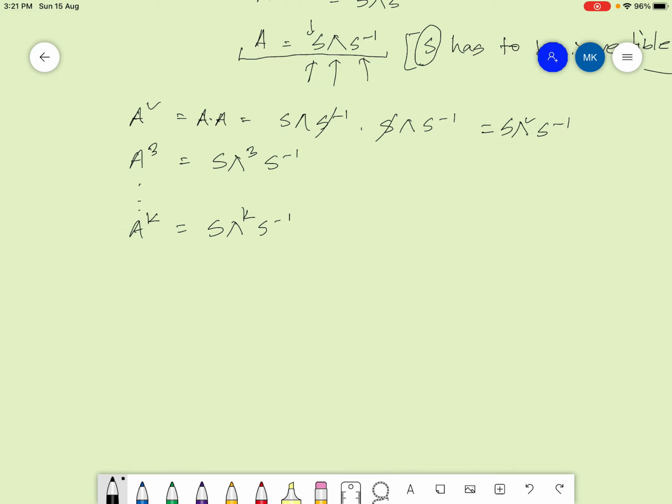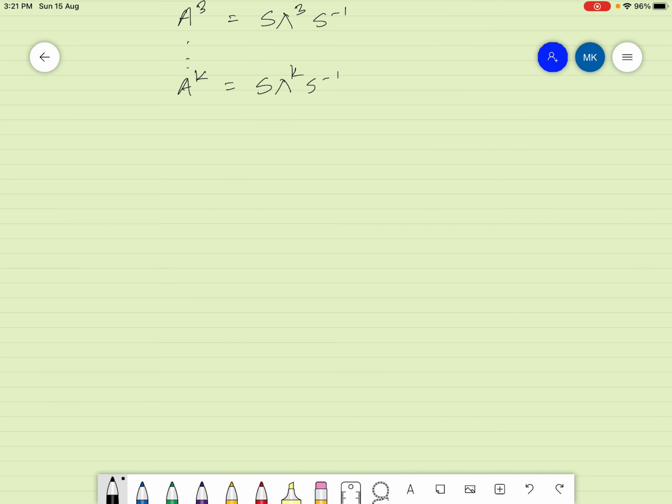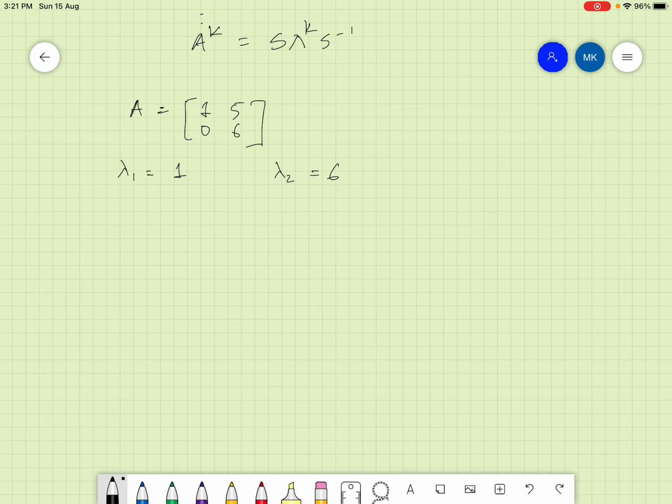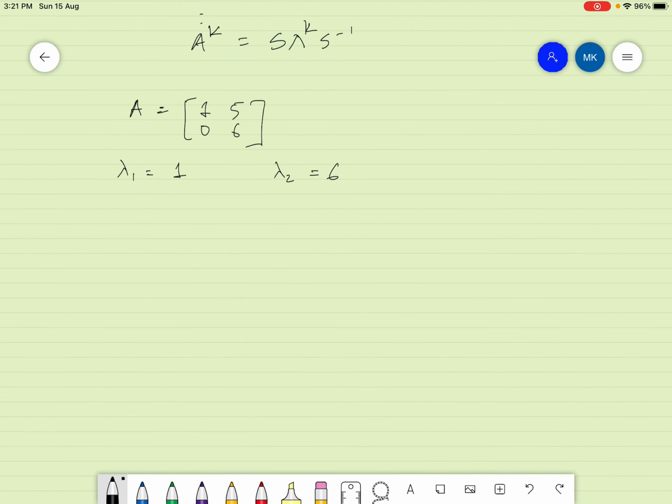So let's say you have a matrix A equals [1 0; 5 6]. As this is a triangular matrix, the eigenvalues would be lambda 1 equals 1, and lambda 2 equals 6. So for lambda 1 you will have the eigenvector x1 as (1, 0).